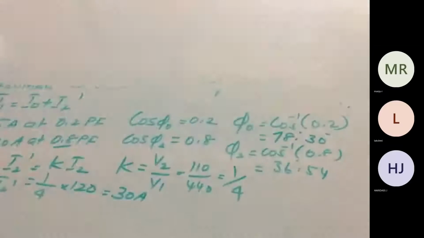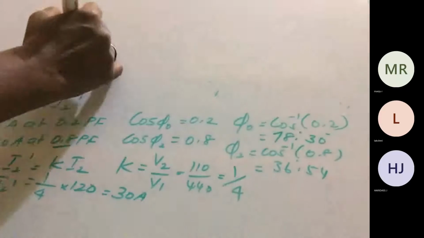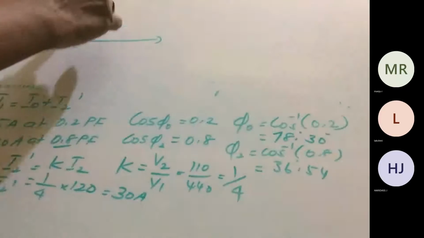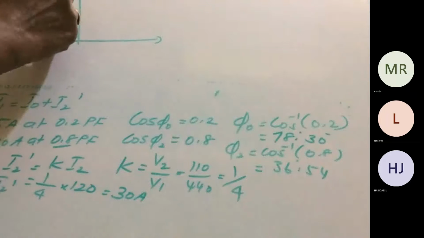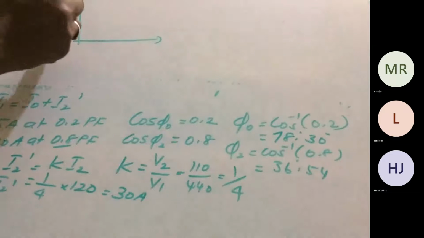So you have to identify. So I is the current. So V1, what is the primary voltage? V1 equal to 440.